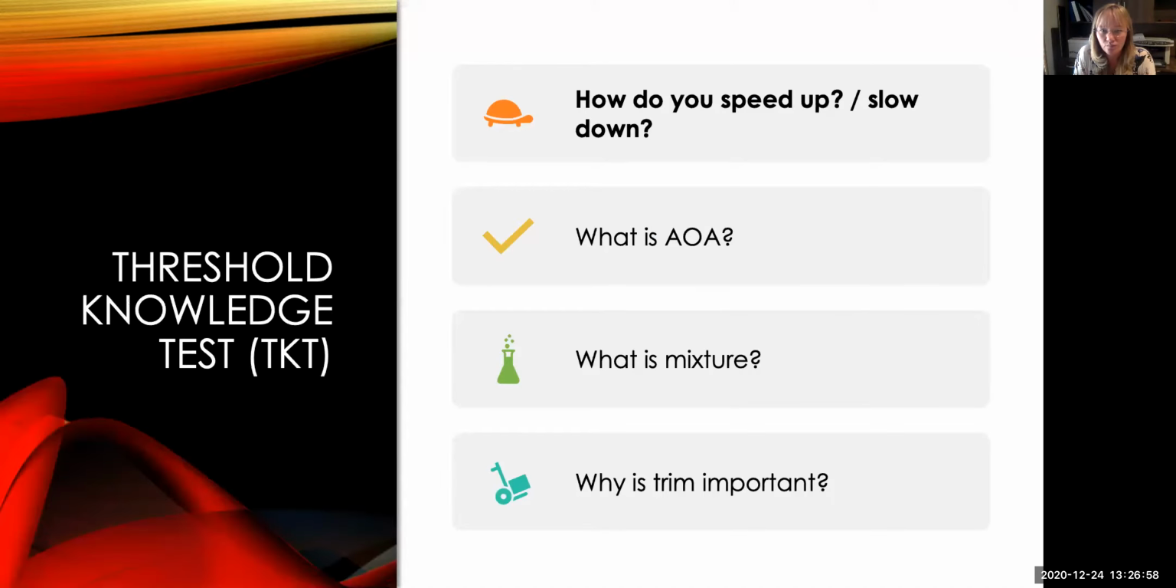Now, I usually start with a threshold knowledge test with my students prior to even announcing this information, but here we are. So we can start with a threshold knowledge test here. Ask your students, how do you speed up? How do you slow down? And how I do that with my students is you give them the tiny model aircraft and you say, okay, so just to review straight and level flying, because trimming and power changes in this lesson is key.